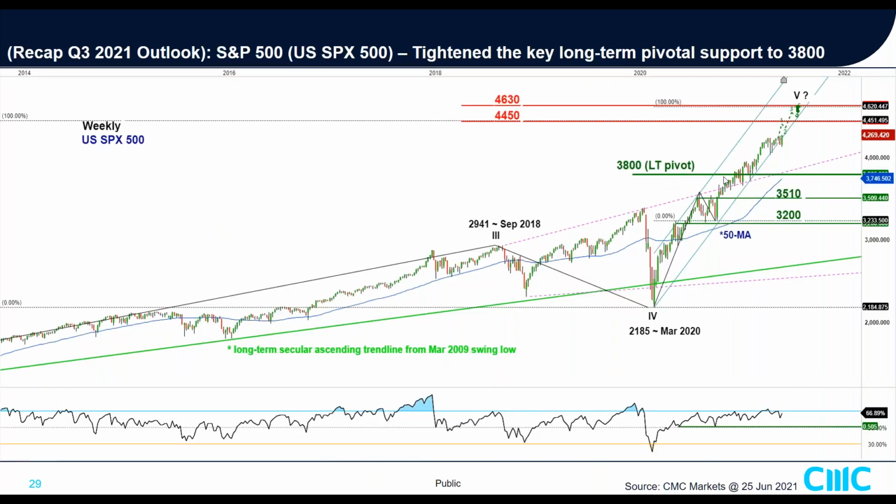All right, then let's look at the technical picture. So this is what we have for Q3, the previous quarter. We are looking for a further potential upside, holding above the 38,000 long-term pivotal support. Okay, 45.50, then followed by 46.30. In terms of the Elliott wave count, this is the wave 5. That means after this wave 5, we may start to see a correction, the risk of a circular correction to correct the 12 or 13 years of bullish uptrend since the March 2009 low.